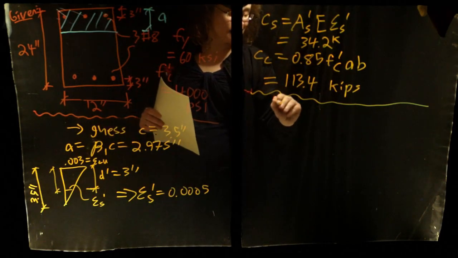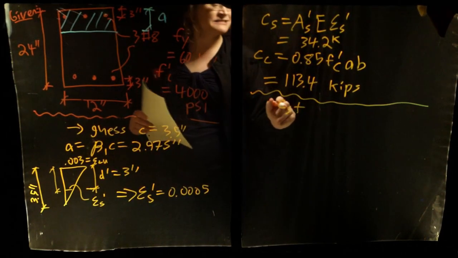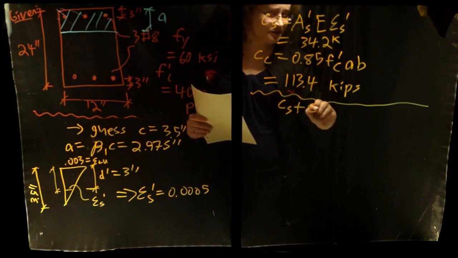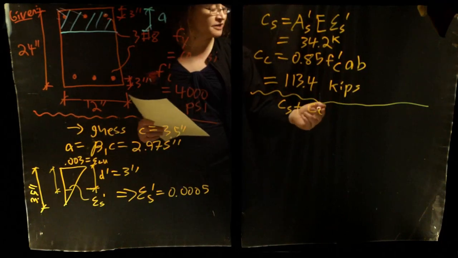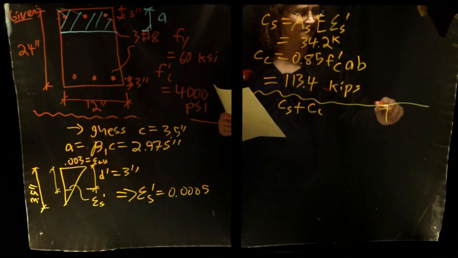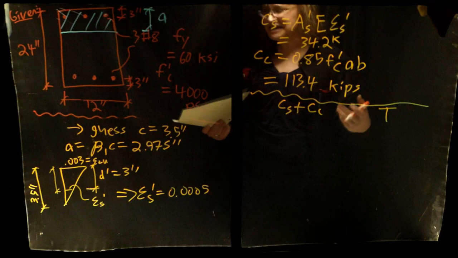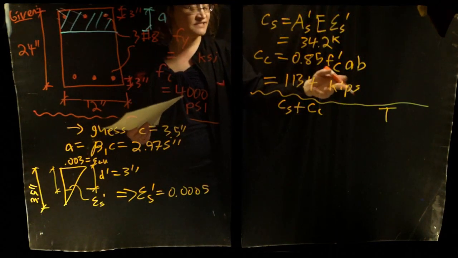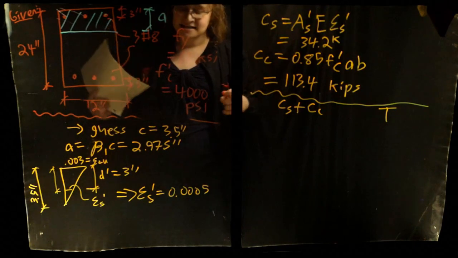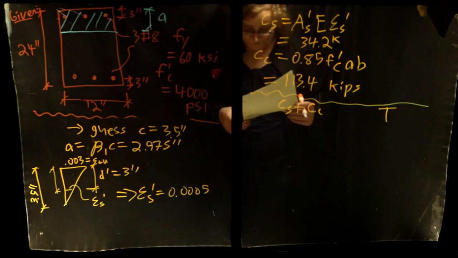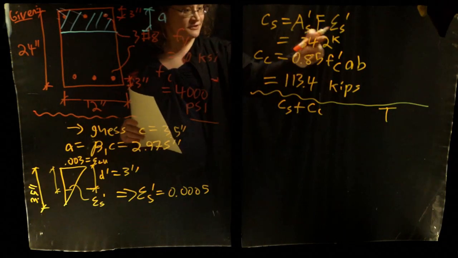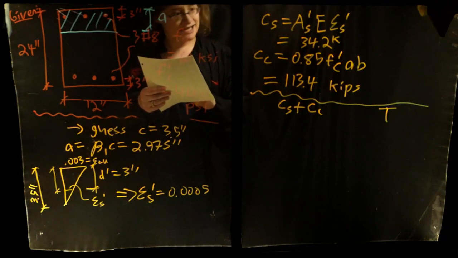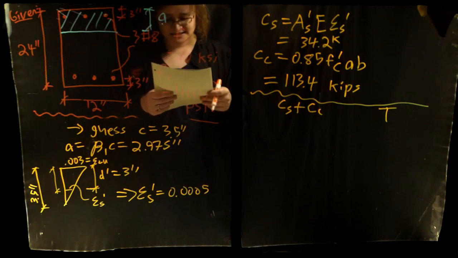On this side of the ledger, I'm going to have C_s, the compression force in my steel, and C_c, the total compression force in the concrete, and I'll compare that to the tension force T, which is just the force you get if you apply the yield stress of the steel over the entire tension reinforcement area. So adding these two together, 34.2 plus 113.4.